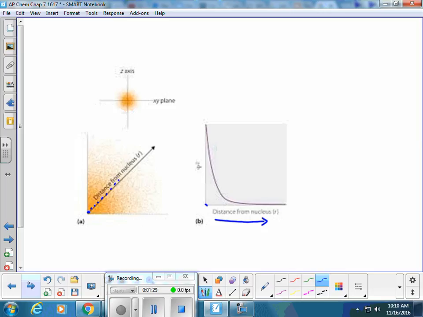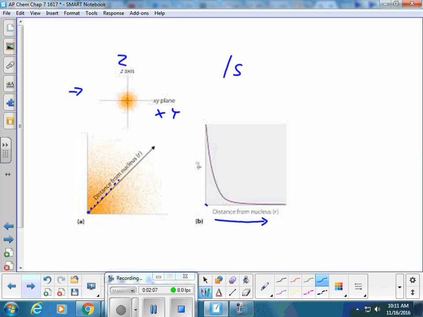The diagram up here is a 2D representation of a 3D model. We've got the z-axis there, and then we've got the xy plane coming out towards you. So it's a 2D representation of what should look like a spherical type object. That is the probability distribution of the electron in a hydrogen atom. In the hydrogen atom, we know that the electron would be found in the first energy level, and there's only one subshell there. So that, in a sense, is a probability distribution for a 1s subshell.